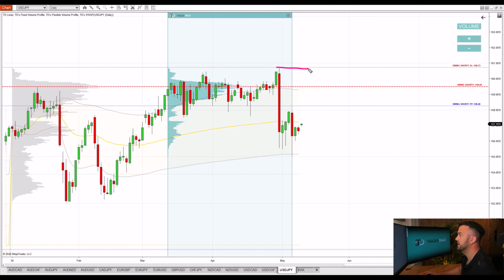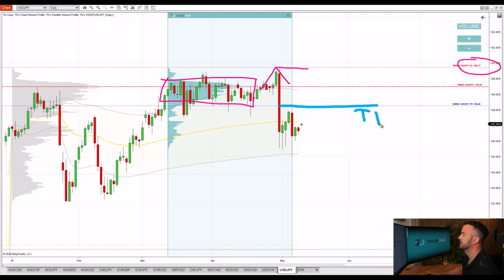The stop will be here at 160.73, which is behind the heavy volume zone and at the top of this swing point, and take profit needs to be at least in here, so we are trading with risk reward 1. Okay, that's 158.26.